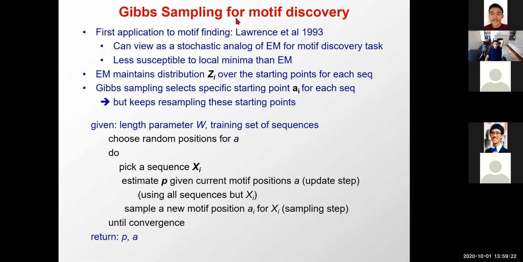So the first application of Gibbs sampling to motif finding was by Chip Lawrence in '93, and this was a stochastic analog of expectation maximization for the motif discovery task.